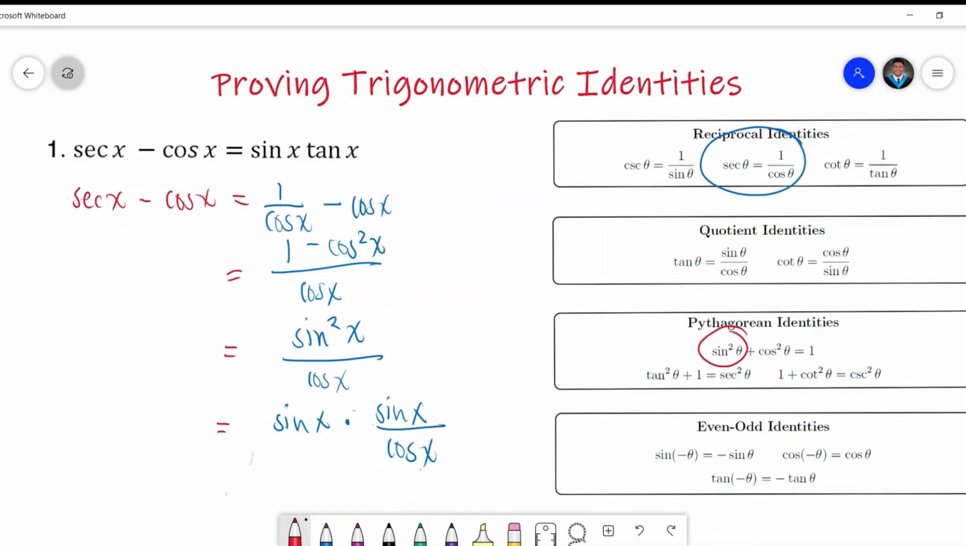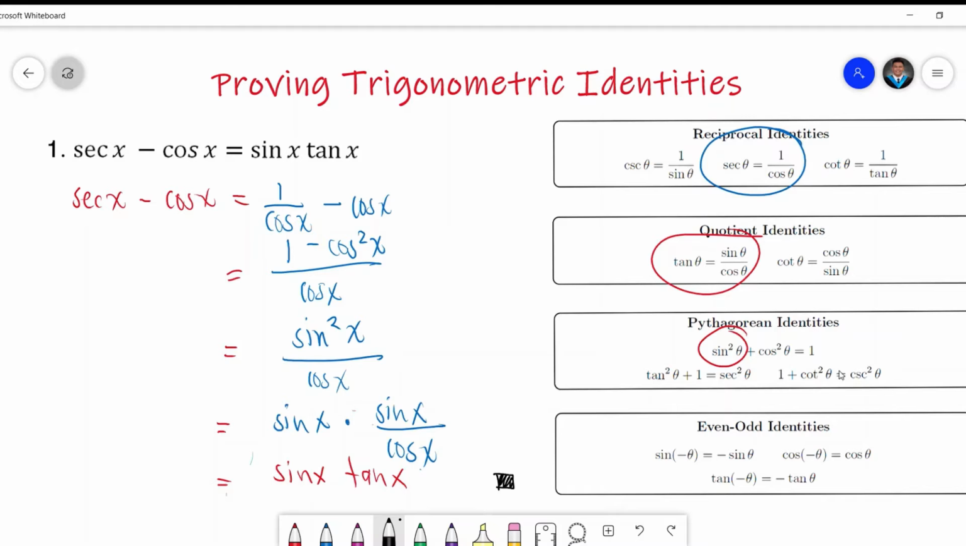Now, actually, we're almost done because simplifying this one further will give us sine x times the equivalent identity of sine x over cosine x, which is a quotient identity, and that is equal to tangent x. So therefore, we've already proven that secant x minus cosine x on the left side equation is equal to sine x times tangent x on the right side equation. And that's the end of our proof.